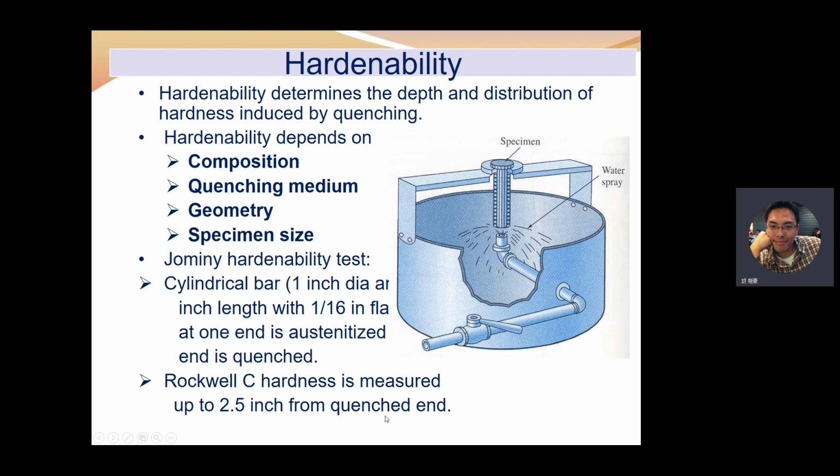So that's the hardenability test specimen, the equipment for this test. I already mentioned that the specimen is a cylindrical bar with a 1-inch diameter and a flat surface. One end is austenitized and quenched, and the Rockwell hardness is measured up to 2.5 inches from the quench end.